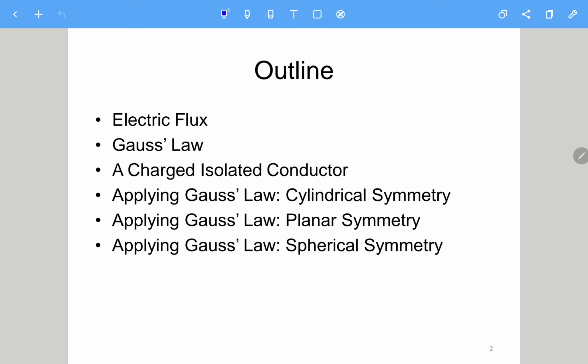For a theorem, we can prove it, but for a law, we just tell you what it is. And using Gauss's law, we can simplify some of the calculation.